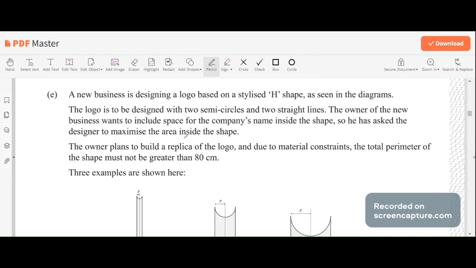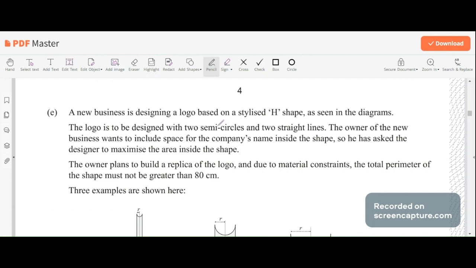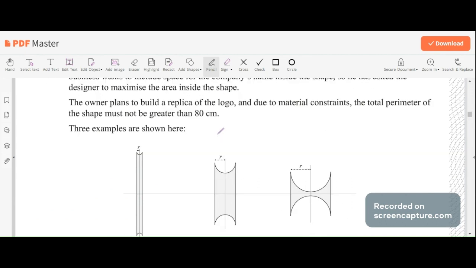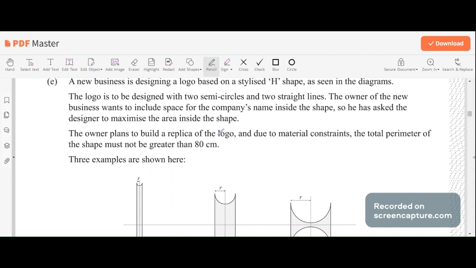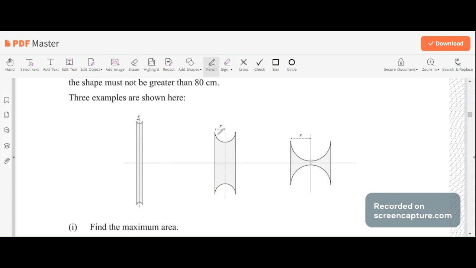Here's a good one. So, a new business is designing a logo based on a stylised H shape, as seen in diagrams. The logo is to be designed with 2 semicircles and 2 straight lines. The owner of the new business wants to include space for the company's name inside the shape, so has asked the design to maximize the area inside the shape. The owner plans to build a replica of the logo, and due to material constraints, the total perimeter of the shape must not be greater than 80 centimeters.